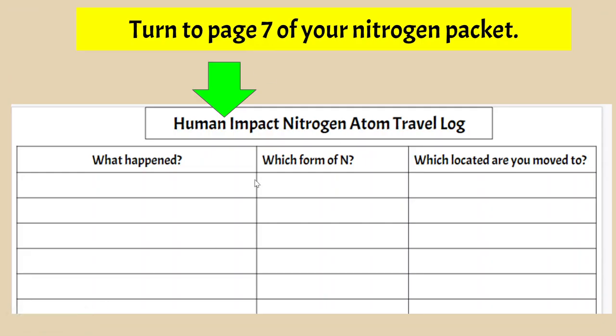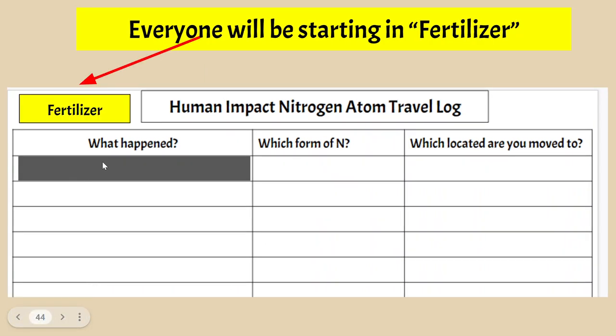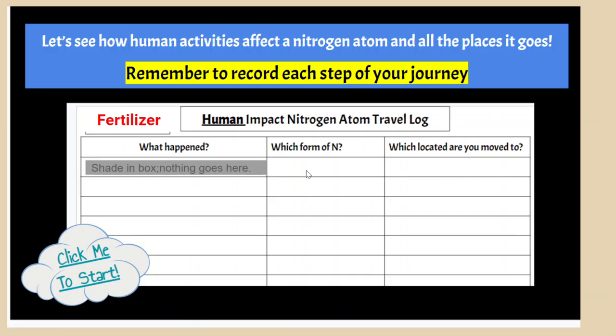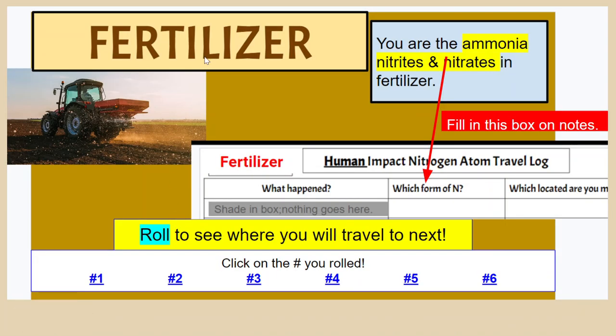All right, so you're turning to this page in your packet. And we're not going to put anything in this first cell because we are starting in fertilizer, and we want to know, if you start in fertilizer, which form of nitrogen are you? So when you go into Schoology, you're going to see this virtual nitrogen cycle journey. There's a link for it, and you'll open it and you'll click me to start, just like it says right there. You'll click, that's a link. Okay, nothing goes in this box. Everybody is starting as fertilizer. So when you click, you are starting as fertilizer.